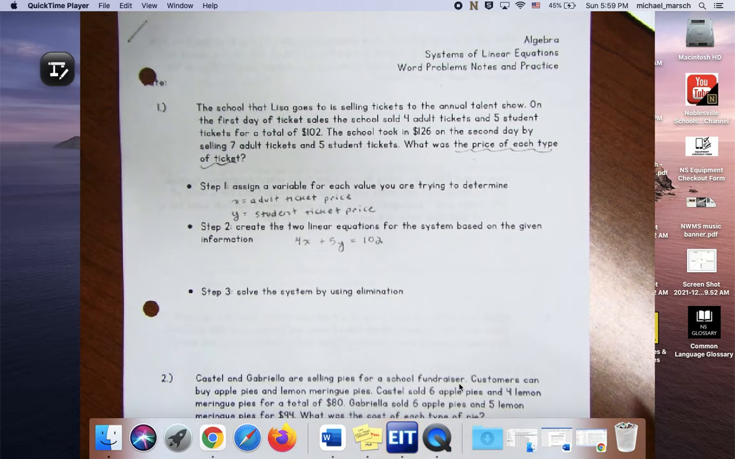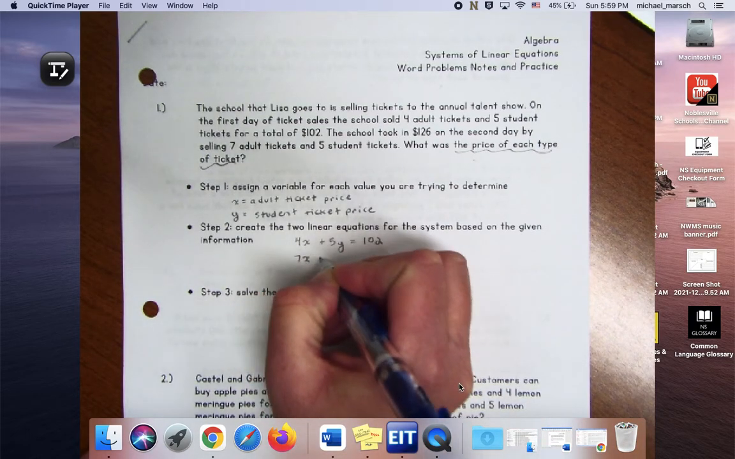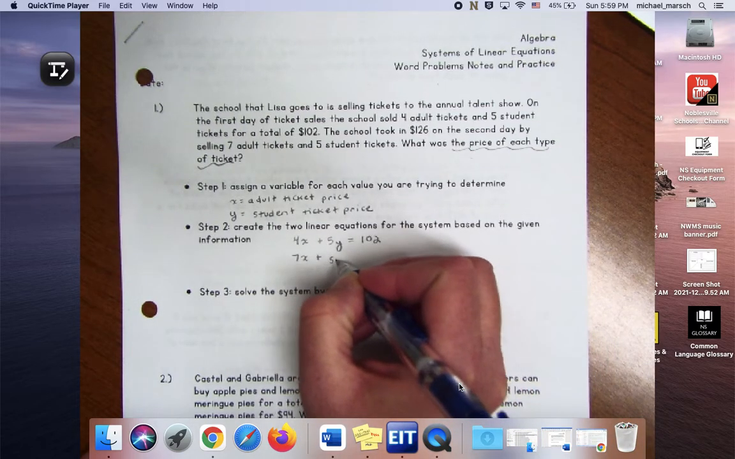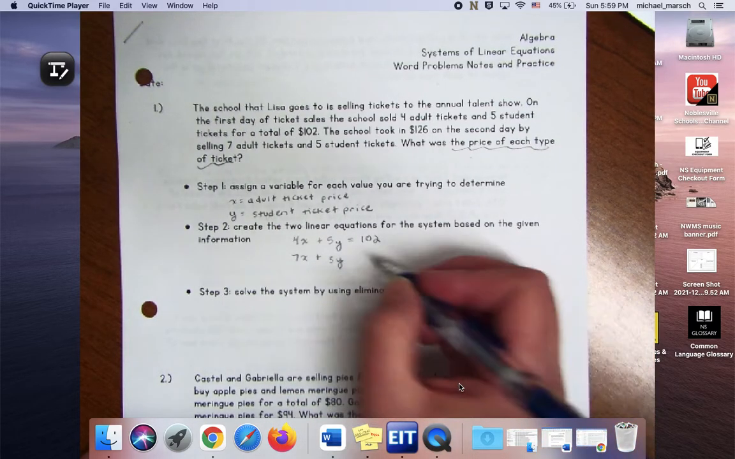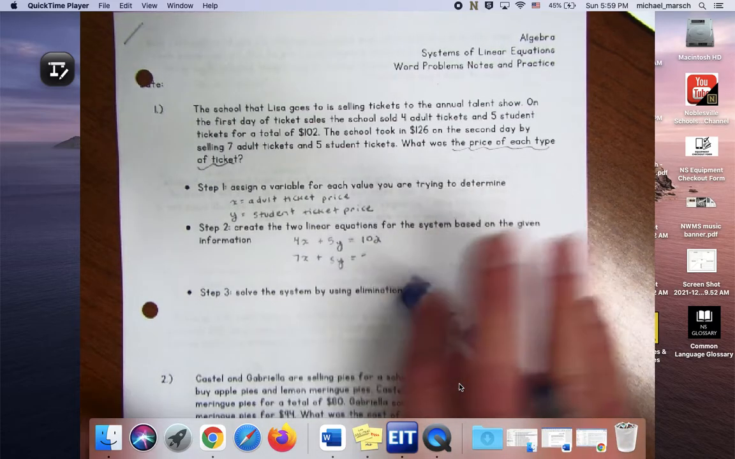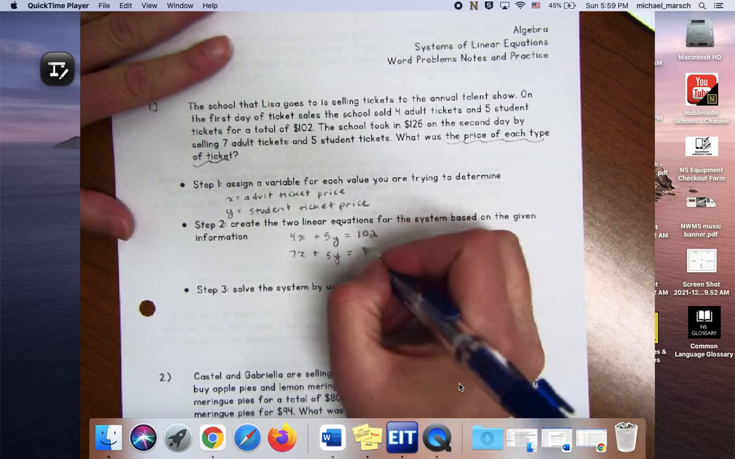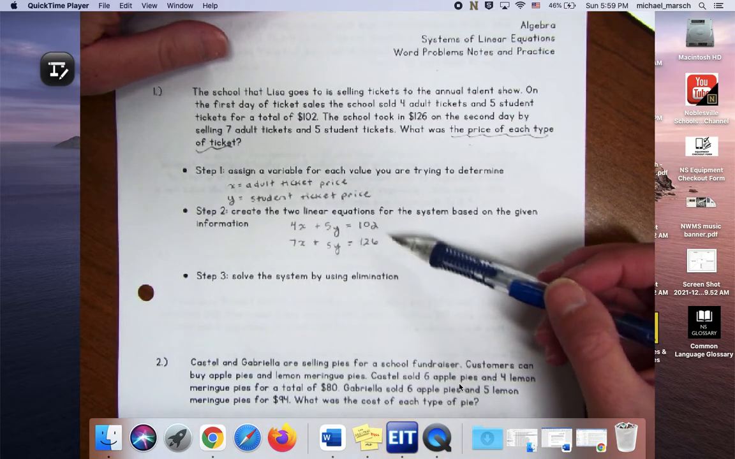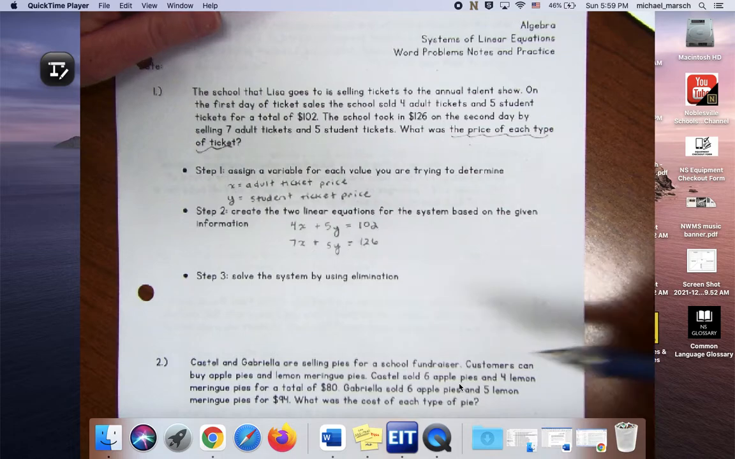On the second day, we know that they sold 7 adult tickets, so 7 times whatever the adult ticket price is, plus 5 times the student ticket price, and they got $126. So now we have these 2 equations to make our system, and the third step is to solve it.